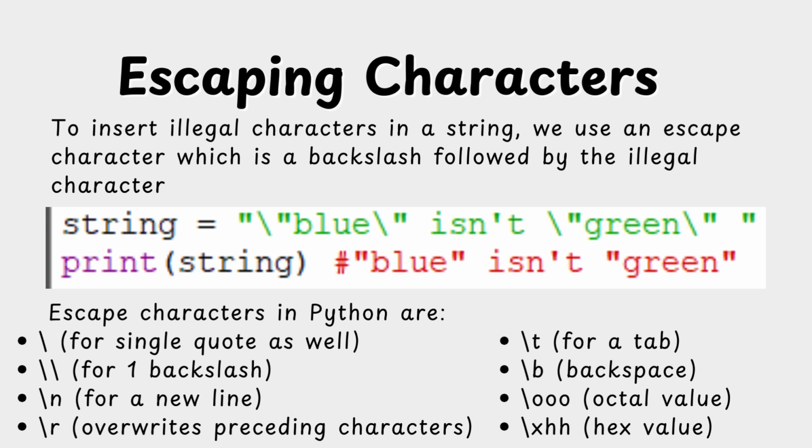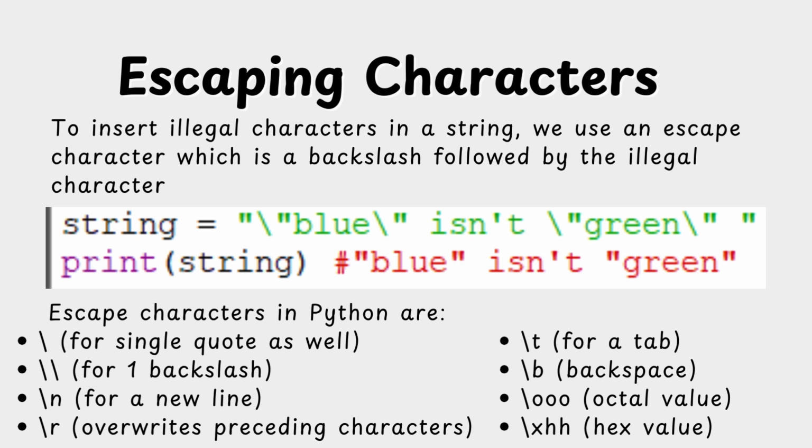To insert illegal characters in a string, we use an escape character, which, to be honest, can be a lot of different characters, but the most basic one is a backslash followed by the illegal character. So you know how we said that in a string, if you use double quotes, you cannot have another double quote inside the string. It's going to cause an error. And if you have single quotes, you cannot use another single quote inside the string. It is going to cause an error.